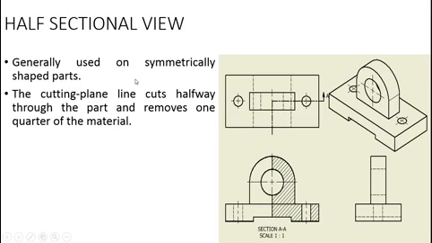Okay, now another one, it is the half sectional view. Half sectional views are generally used on symmetrically shaped parts. So if you find parts that are symmetrical, then you will likely be able to do the half sectional view. The cutting plane line cuts halfway through the part and removes 1/4 of the material.